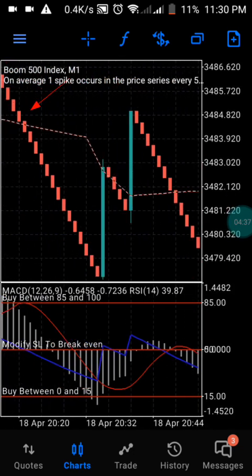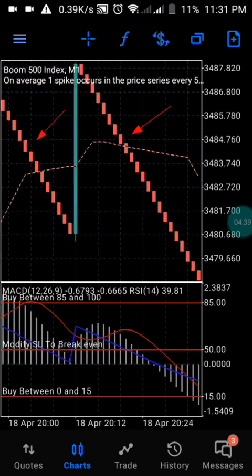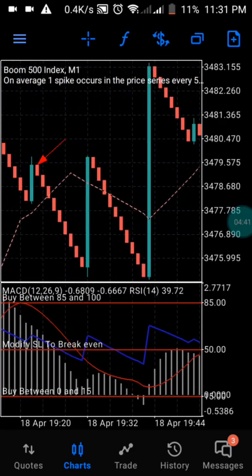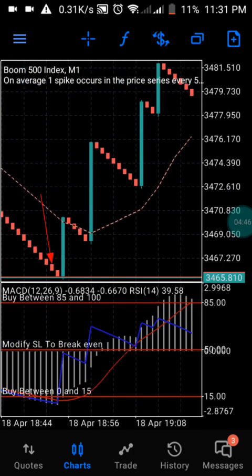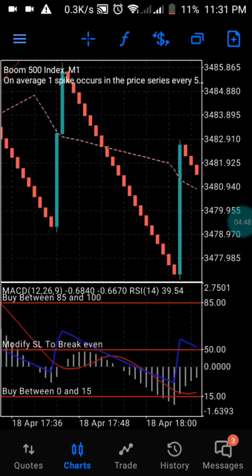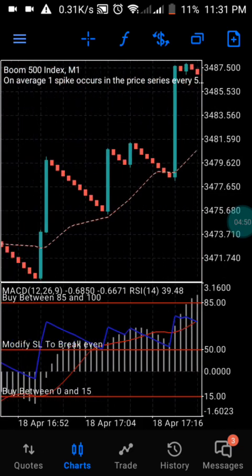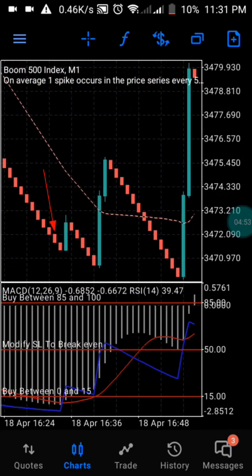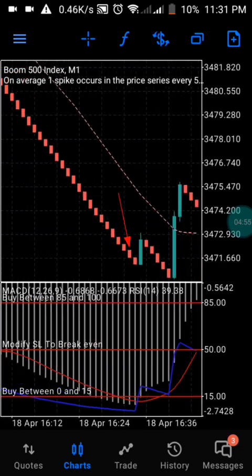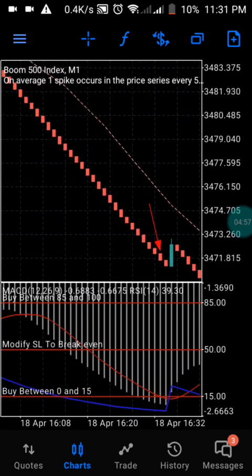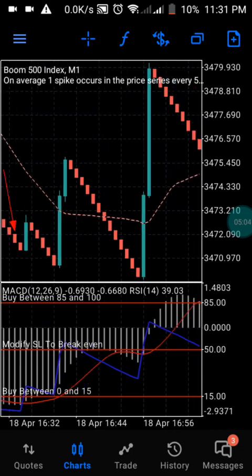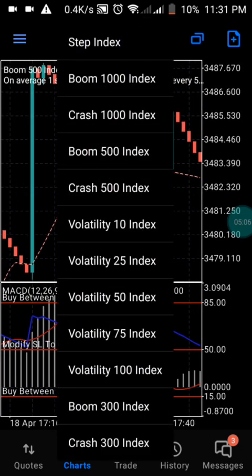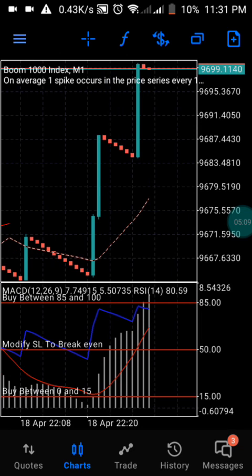So you see, it really works. It respects that level very well. It respects it more often. You see, it happens in the market more times like that. Anytime our histogram is moving on a downtrend below the 15 level, like this particular level now, you see it moved below it, and you can easily catch your spike. So guys, that's exactly how to catch your spike on Boom 1000 and Crash 1000.